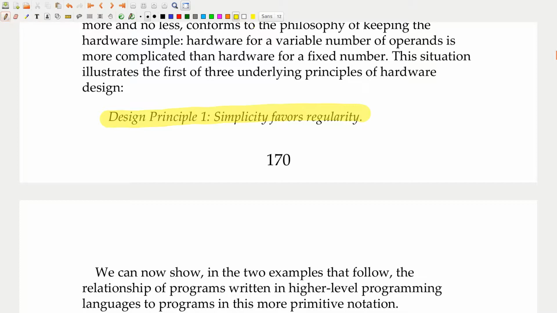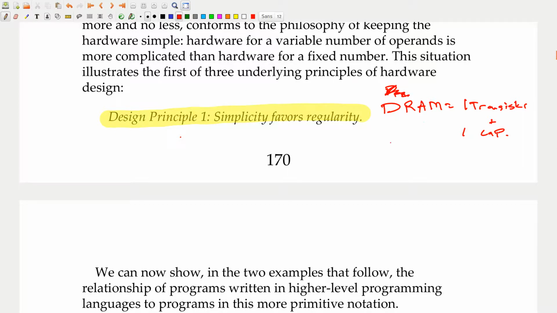So DRAM consists of one transistor plus one capacitor. Very simple. That's why we can have such dense memory with DRAM, because it's very simple.